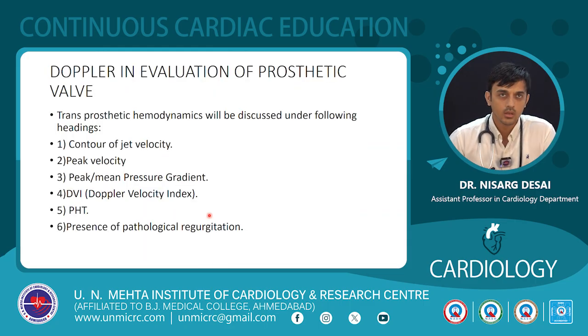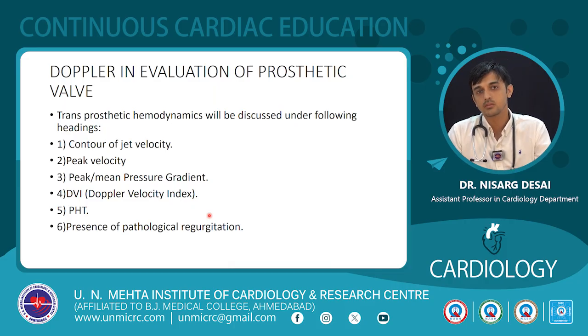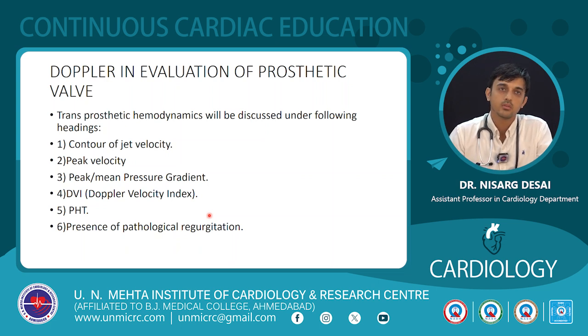Coming to the echo evaluation using Doppler parameters. As stated earlier, this can be studied under the following 6 headings, that is the contour of the jet velocity, whether it is tongue shaped or triangular, and what is the peak velocity. There are cutoffs for each one of them. The peak velocity, if it is less than 2, then we are sure that there is no significant gradient unless the patient has associated LV dysfunction and the symptoms are fitting into it.